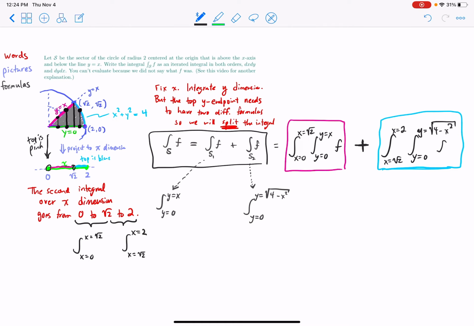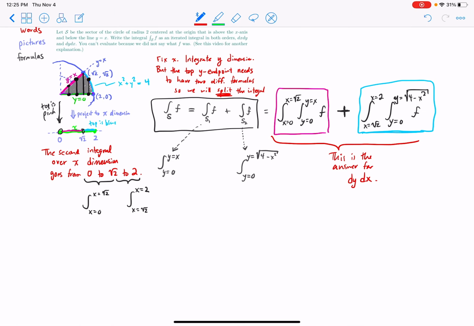And if they actually told us what f was, that's what we would put there. And this is the integral. So then I'll say in words that this is the answer for, well, which one? We're going to integrate y first and then x, for dy dx. And then what about the other way?